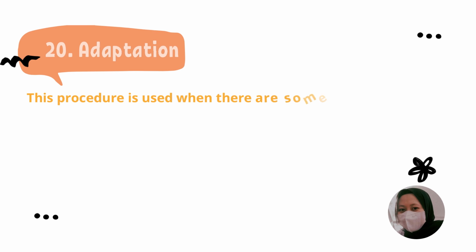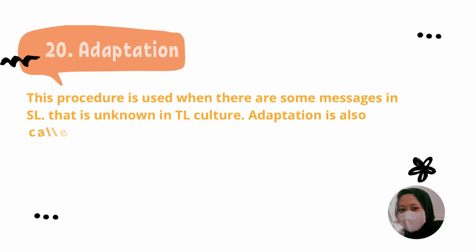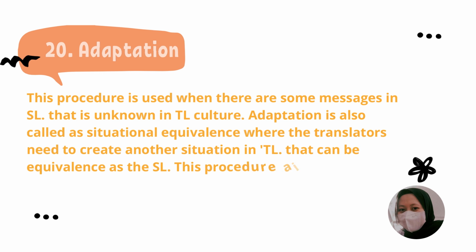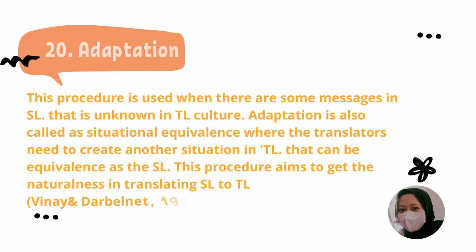20. Adaptation. This procedure is used when there is some message in the SL that is unknown in the TL culture. Adaptation is also called situational equivalence, where the translator needs to create another situation in the TL that can be equivalent to the SL. This procedure aims to get naturalness in translating the SL to the TL (Vinay and Darbelnet, 1995).